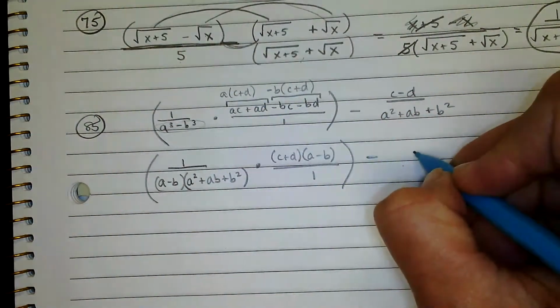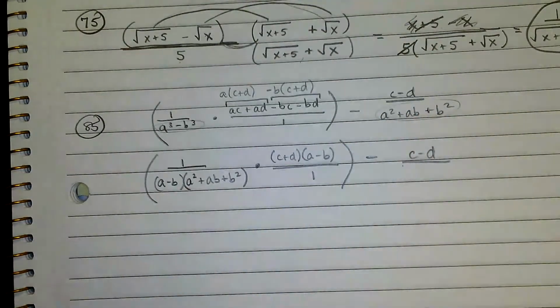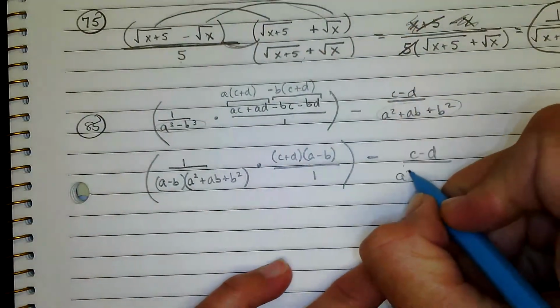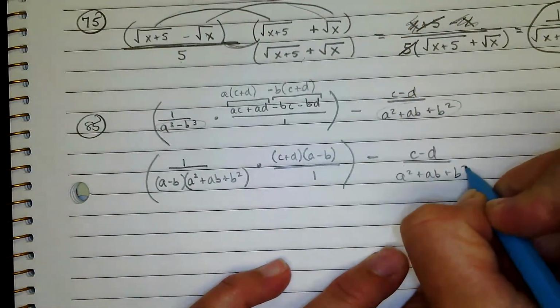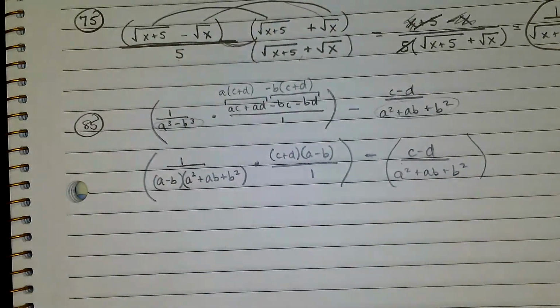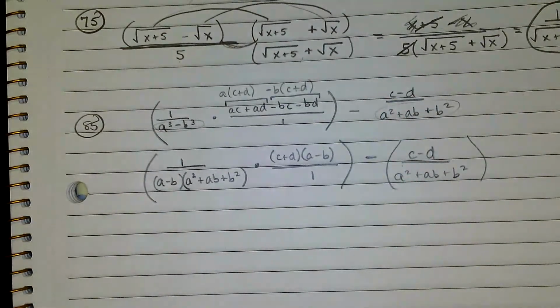Minus c minus d over this factors into, oh, does it? Oh, nope, I don't think it does. As a matter of fact, it does not. a squared plus ab plus b squared. Okay, this makes me a little nervous. I'm just going to go ahead and do that for safety reasons, because we are going to have to distribute that minus through the numerator, I would bet.